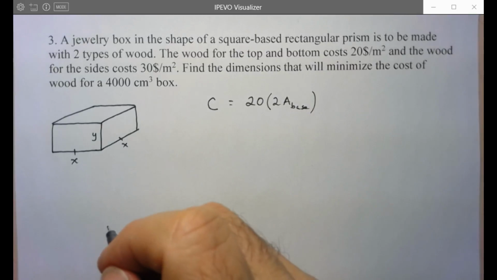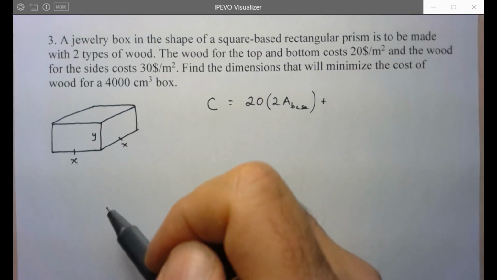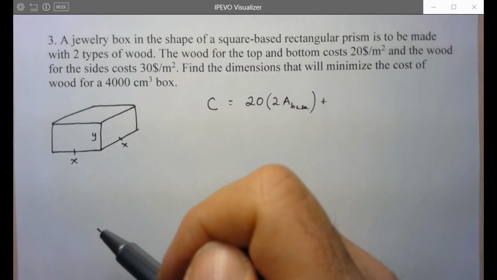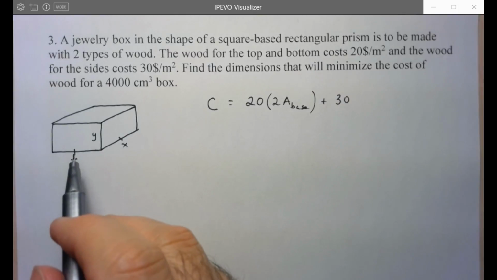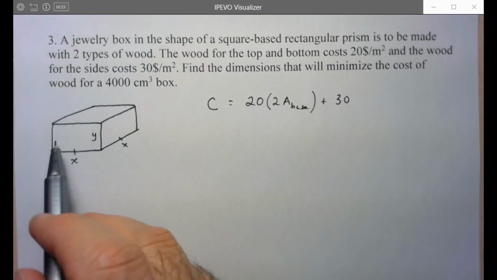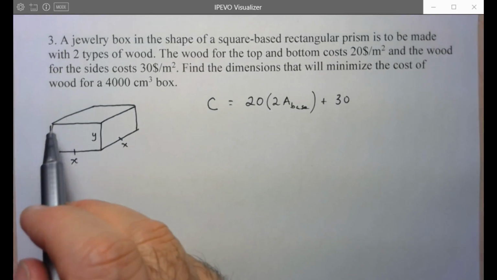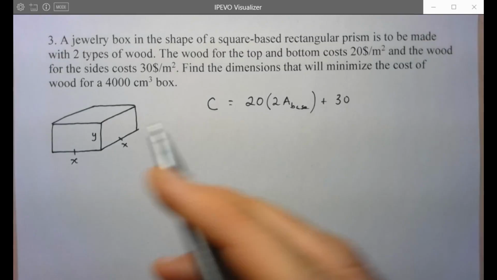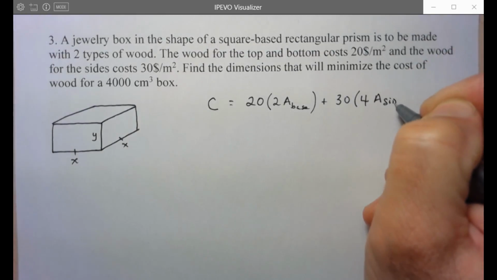And then the sides cost $30 per meter squared. So this is going to be $30 times the area of the sides. And the sides are going to be the same all around, because X times Y is going to be the area of each of the 4 side portions. So 30 times 4 times the area of the side.